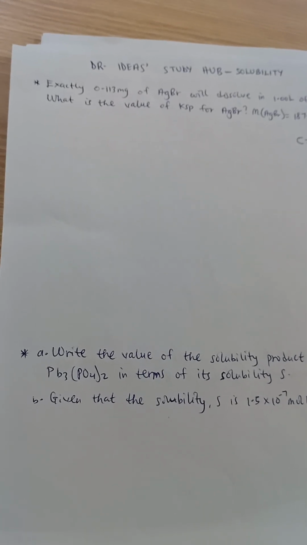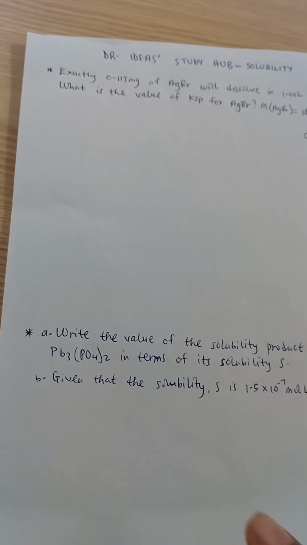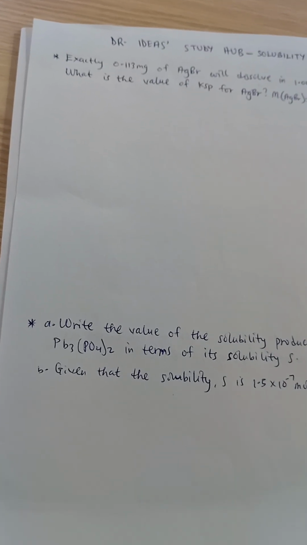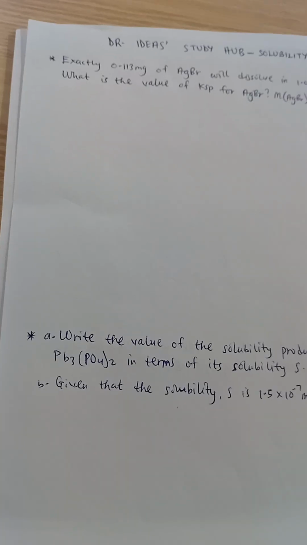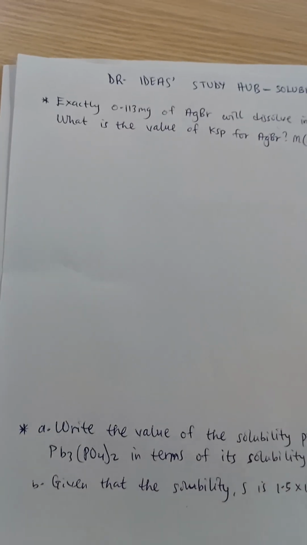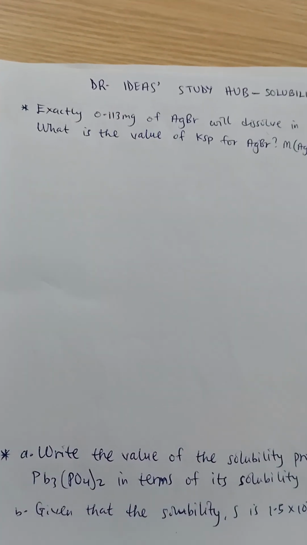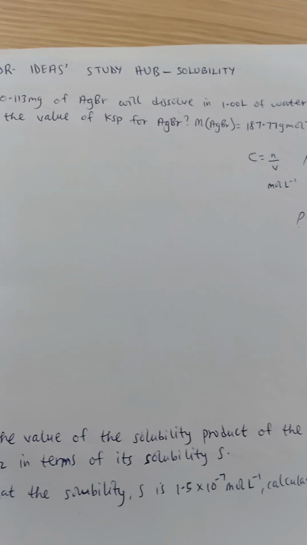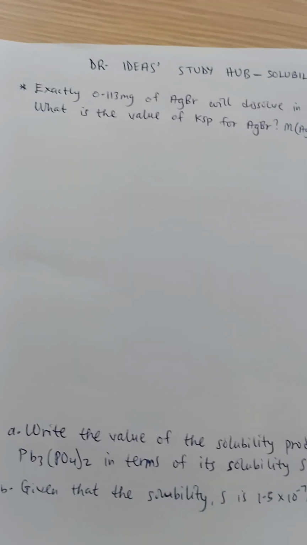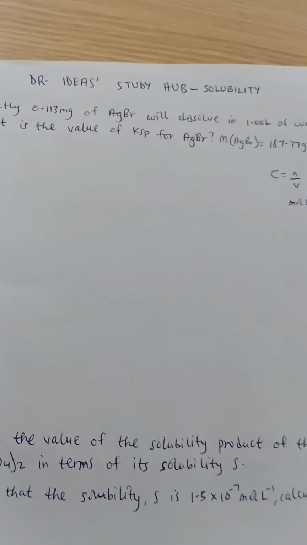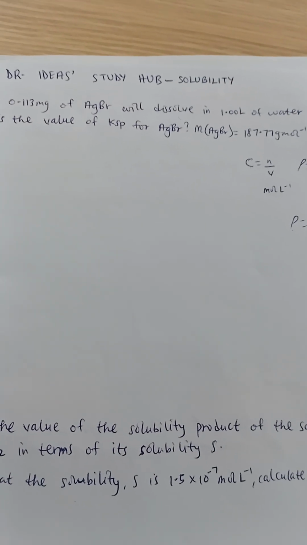Let's solve some few questions on solubility. These are some kind of questions you can be asked in your exam. Exactly 0.113 milligram of silver bromide will dissolve in 1.0 liter of water. What is the value of the KSP for silver bromide? And we are given the molar mass.